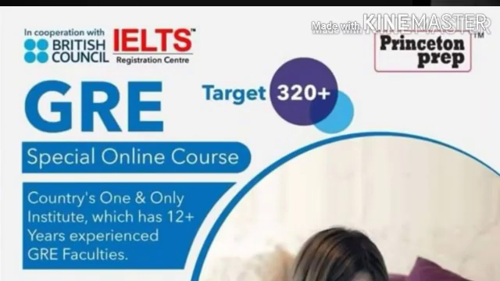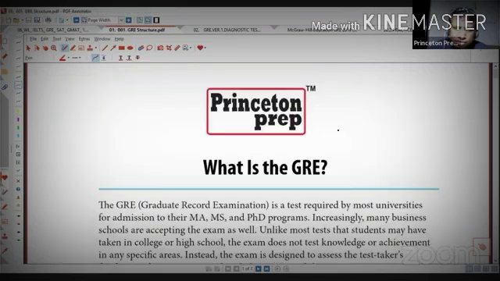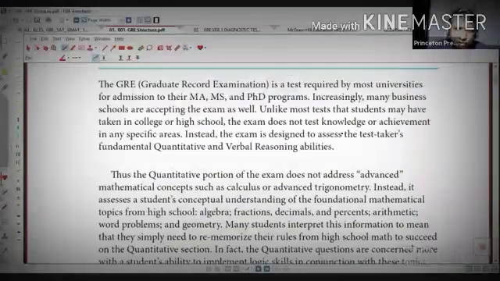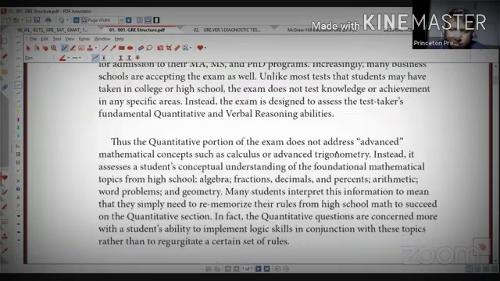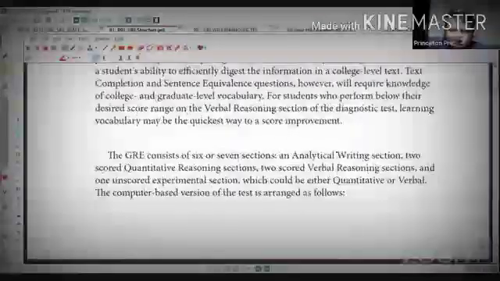Before we start our vocabulary, I'd like to show you the structure of the GRE. GRE stands for General Graduate Record Examination. It's mostly required for graduate level admissions in the United States and in a few other countries. These days, Canada is also asking for the GRE. Let's see the structure.